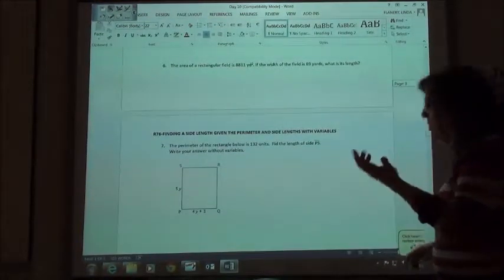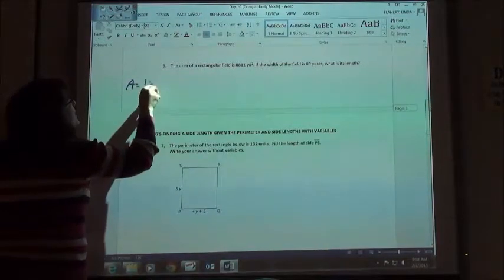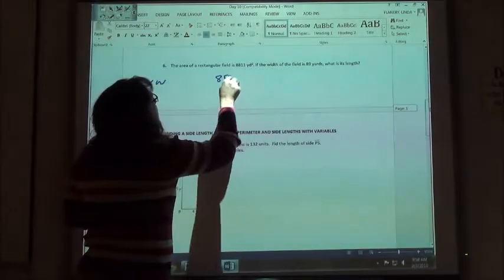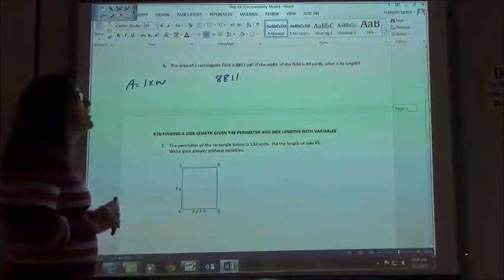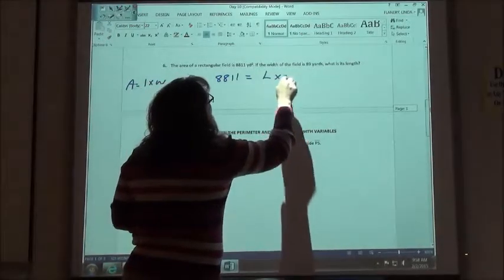Number 6 is the area of my rectangular field. So again, my area is length times width. So my area is 8,811 yards. Squared is just my label, so I don't worry about that. I want to find the length if I know the width is 89.